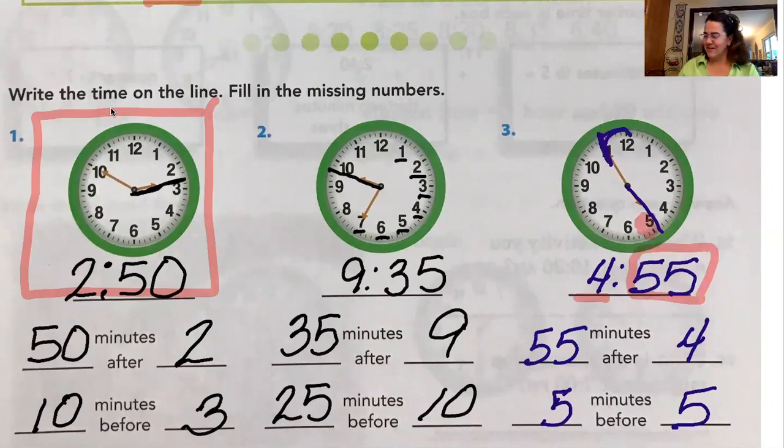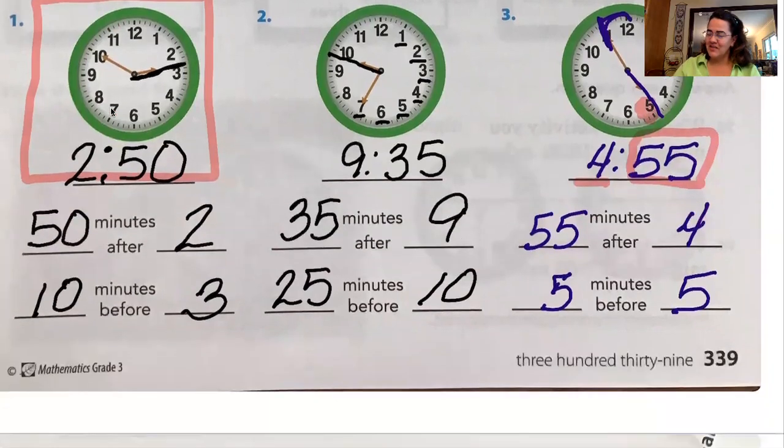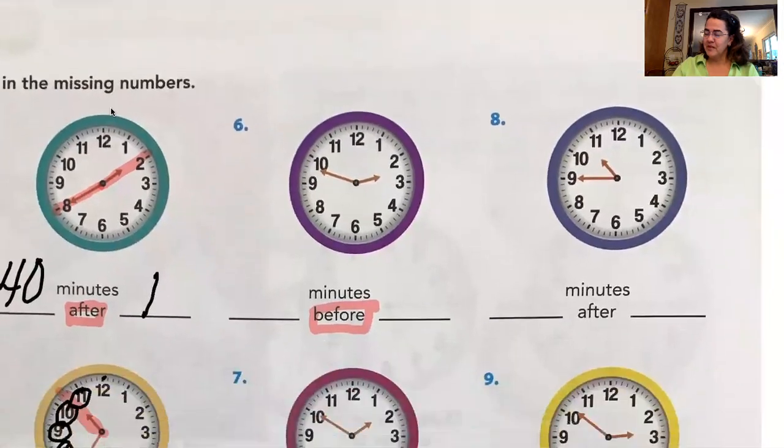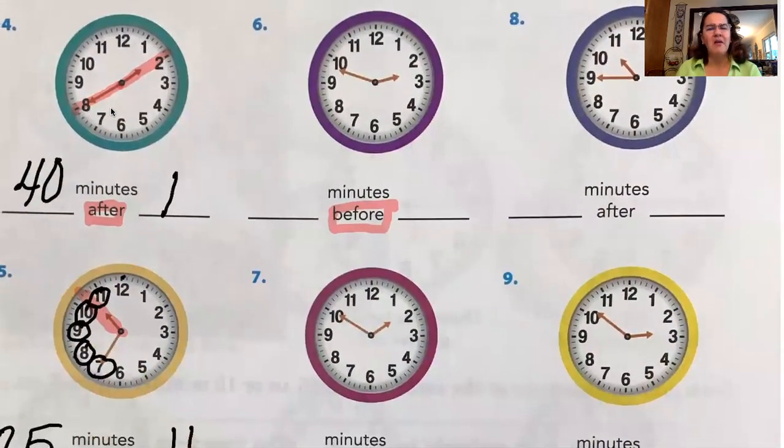Good work, second grade. Let's move on to the other side of your paper. Number 6. How many minutes before? What is our hour? Let's start with minutes before. Let's count back. We know if we're here, we're at the 60. So counting back, we count back 5, 10. But look, it's not pointing to the 10. So we need to go back by ones. 11, 12.